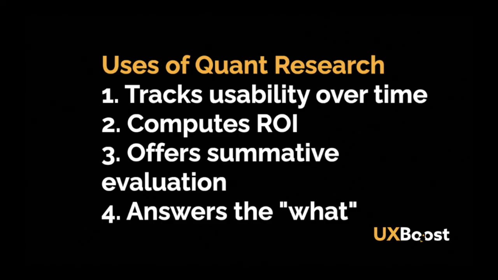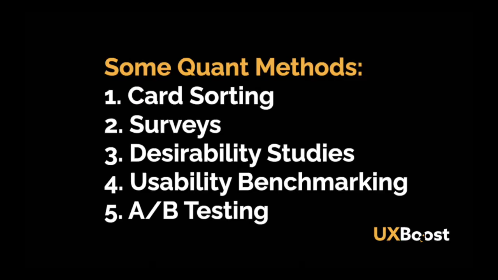Quantitative research. Let me go ahead and share a few of quantitative research's applications with you. It is used at either the beginning or end of the product design cycle. It offers an indirect summative evaluation of the usability of a site through metrics such as task completion rate, task time, or satisfaction ratings, and is typically used to track the usability of a system over design iterations. Quant answers the what. Some quantitative research methods include card sorting, surveys, desirability studies, usability benchmarking study, and A/B testing.